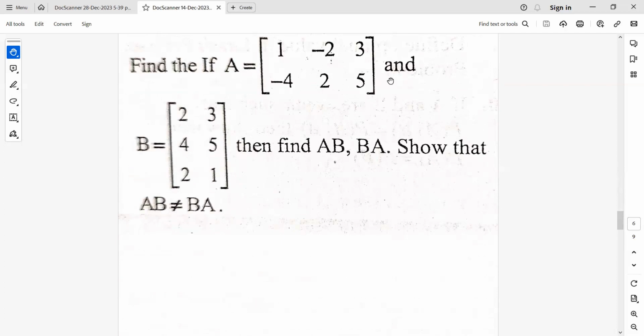Find, if A is equal to this matrix and B is given, then find AB and BA. We just need to find the product of two matrices and show that AB is not equal to BA. Here we need to disprove the commutative law, that is, A into B is not equal to B into A. We need to prove this. So again, same as before, we need to find A into B and then find B into A. So we will discuss this question.